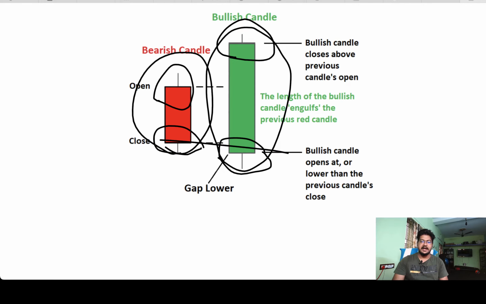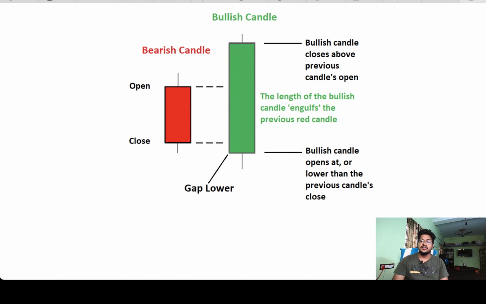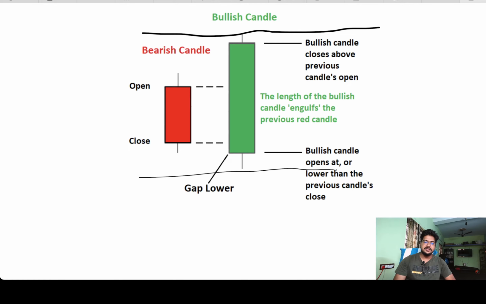After this pattern is formed, we have to add some additional confirmation which will tell us if the trend has actually changed or not. So how can we do that? First of all, take these two candles as one candle. Draw the high of both the candles and the low of both the candles. Sometimes the wick of the red candle comes below the wick of the next green candle. In that case, this will be the low.